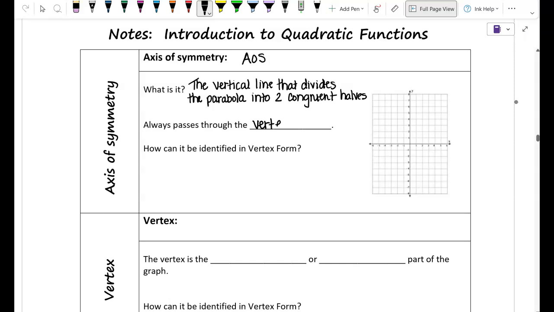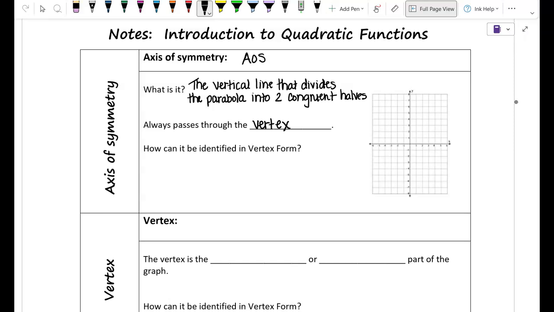If you know where the vertex of your parabola is, you know where your axis of symmetry is. They share the same x value. That vertical line always goes through your vertex. If you know your axis of symmetry, you at least know the line of where your vertex is going to be, and vice versa. If you know where your vertex is, you know exactly where your axis of symmetry is.